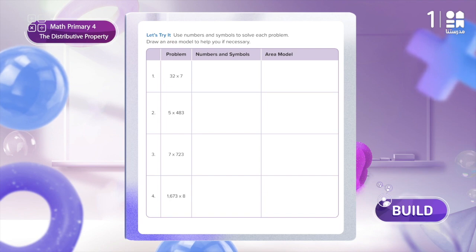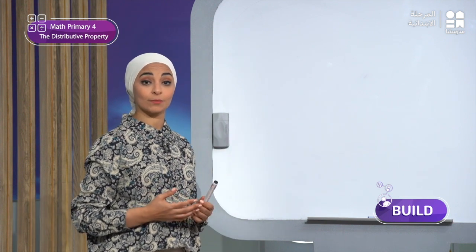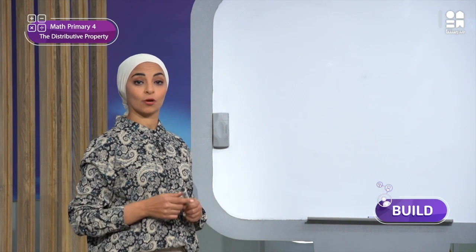Now I have 4 problems. I need to use the numbers and symbols to solve these problems. We can use the area model to help us if necessary. If we need to, we can draw the area model, you can solve it or you can draw it. Okay, let's see problem number 1.